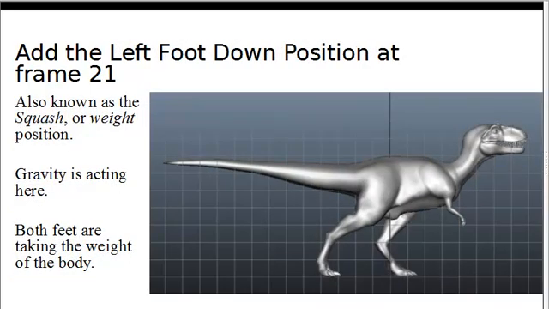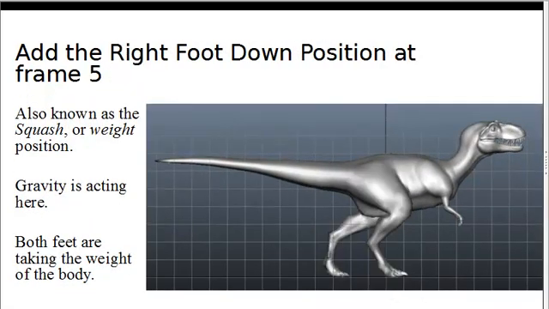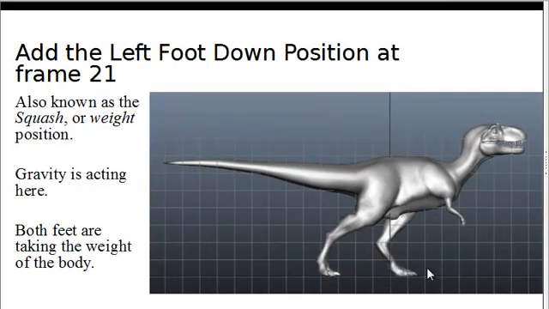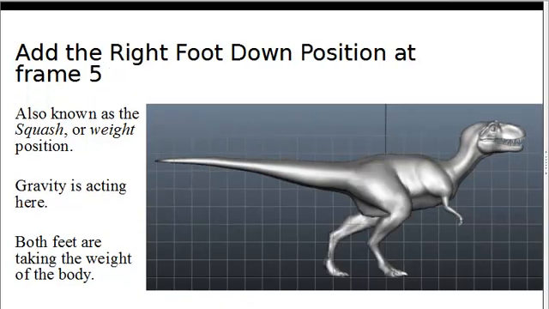Then we put in the mirror image of that. It should be a mirror image. It's actually not in my thumbnails here, which is a mistake. These feet should be in exactly the same position on the grid as they were in frame 5. So 21 and 5 should be mirror images of one another.